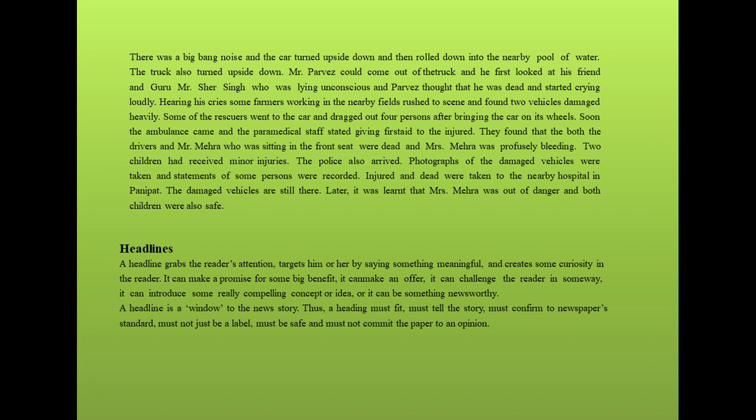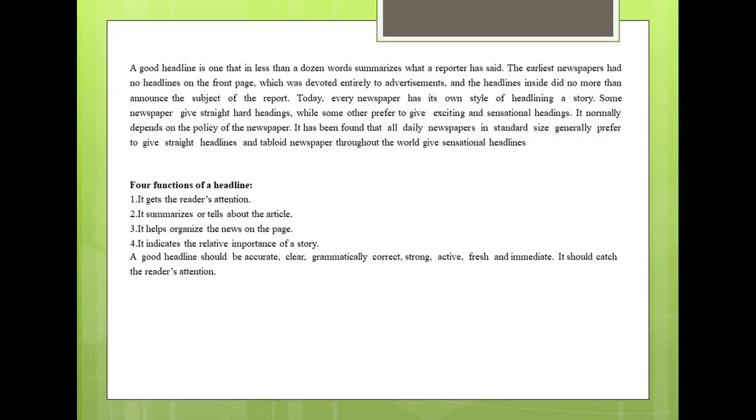A headline is a window of the news stories. Thus, a heading must fit, must tell the story, must conform to newspapers' standard, must not be just a label, must be safe and must not commit the paper to an opinion. A good headline is one that, in less than a dozen words, summarizes what a reporter has said.